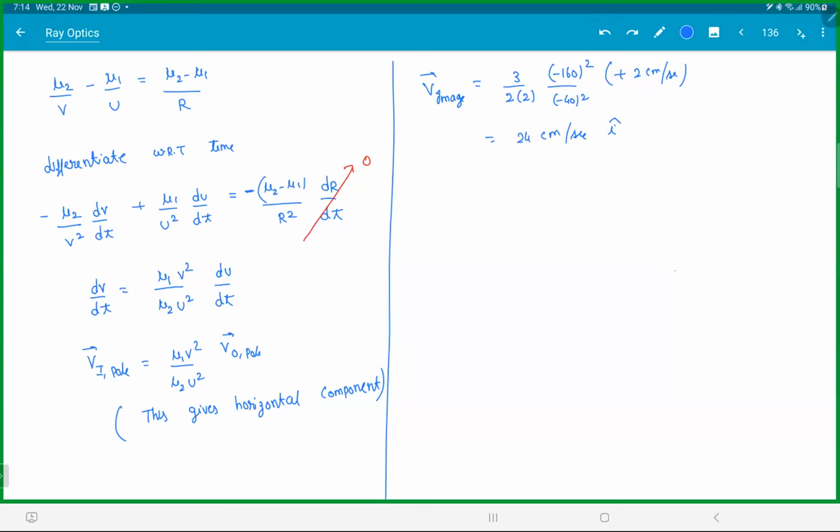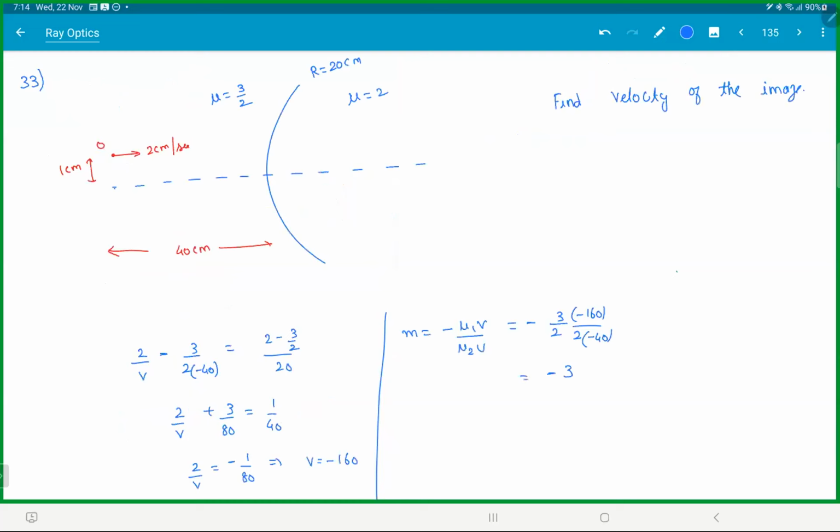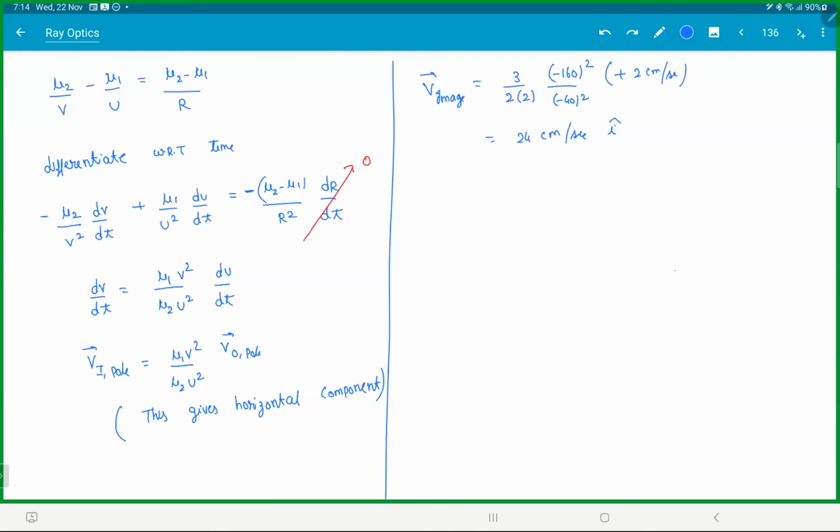Remember, this is the horizontal component. Please check the steps. So first you have to find the value of v. You can't do anything about that, you have to find it. And then differentiate this function and substitute the values there. Exact same thing we did in mirrors also. The only difference is the formula has changed. Please check the steps.